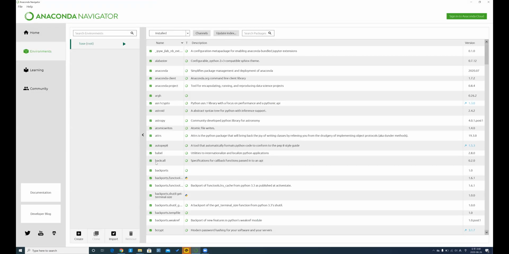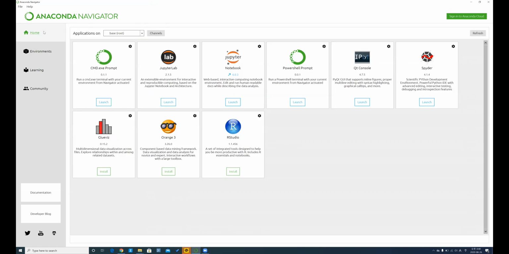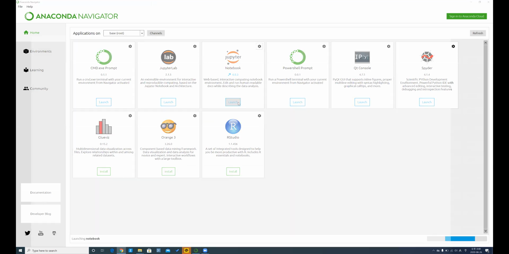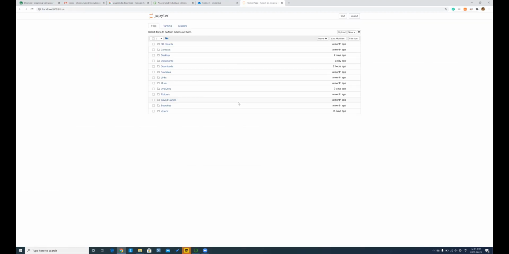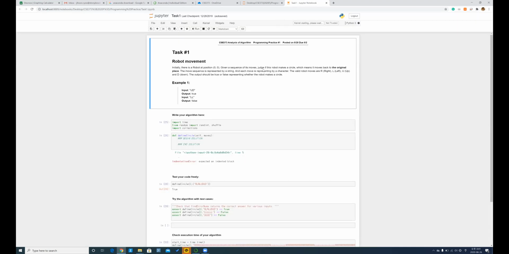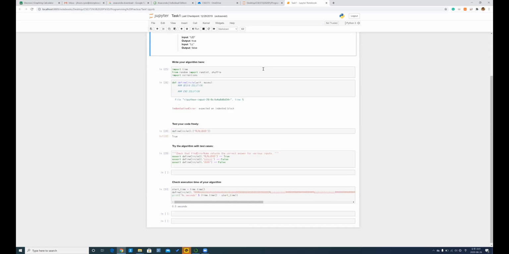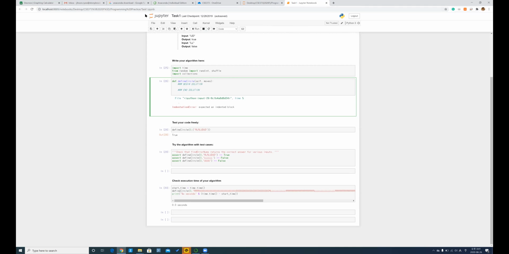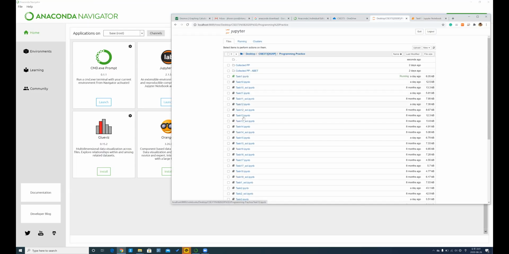Then it will show up like this. Anaconda Navigator. In the Anaconda Navigator, what you're going to do is use Jupyter Notebook. Click. Then it will show you your computer. Then I just download my homework number 1 to my desktop, program practice, let's say program practice 1. You will see it like this. Then from here you're going to solve. Let's try to solve the different problem 2.